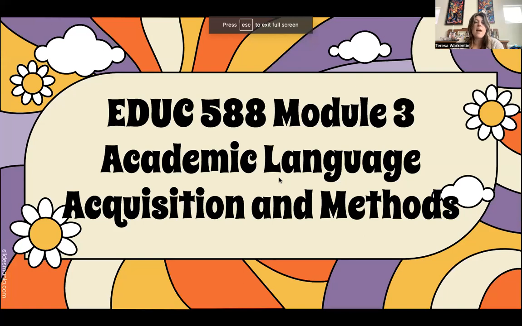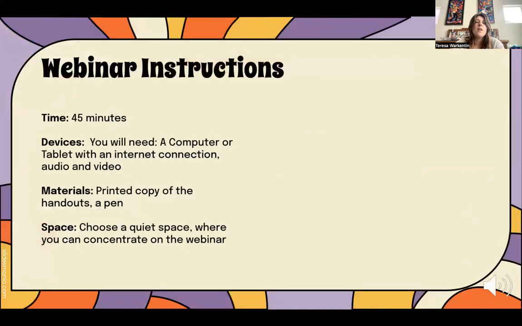This is Module 3, Academic Language Acquisition and Methods. This is a 45-minute webinar, but like I said, you can pause at any time. You're going to need a computer or a tablet with an internet connection, audio and video. You also could have a printed copy of the handouts, which you can find posted in Brightspace. You could also work on them in Google Chrome, in Google Docs. Anytime we have a lecture or work to do, give yourself a quiet space where you can concentrate. You deserve that time for learning.